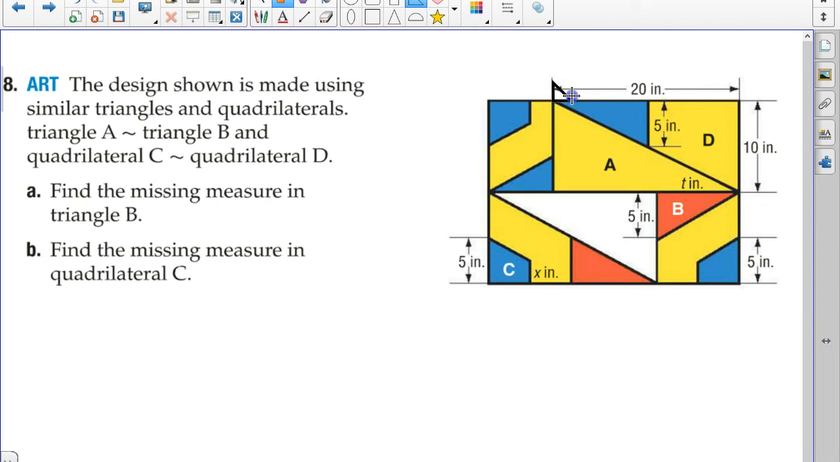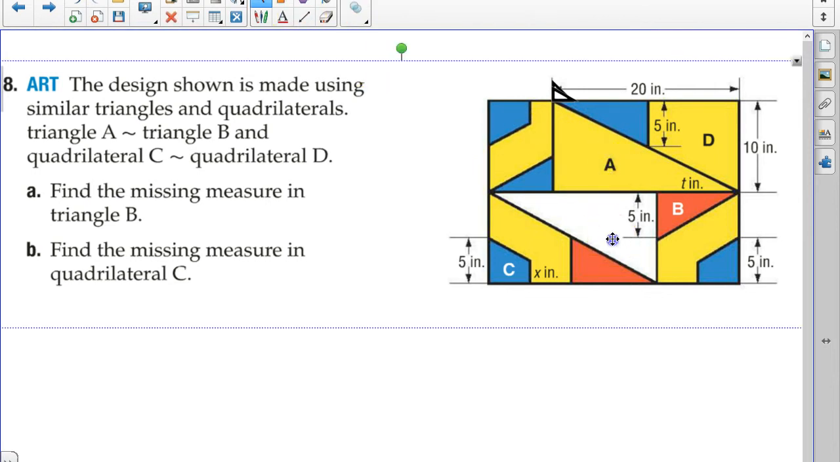Triangle, oops, not that one, that's isosceles. Here we go. It still doesn't want to do it that way, okay. Alright, so we'll ignore that. So triangle A is similar to triangle B. Now, the key to this is the fact that they've marked up here that A is 20 across.